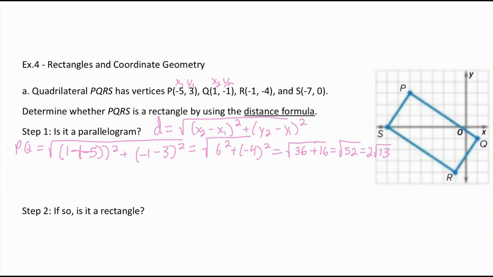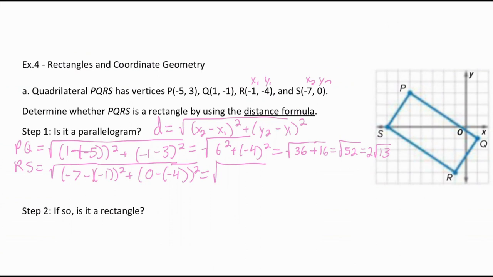Well, next thing I need to find is what? RS. So this we'll call x1, y1, and x2, y2. So let's find that. We're going to do x2, which is negative 7, minus x1, which is negative 1, squared, plus y2, which is 0, minus y1, which is negative 4, squared. And again, those double negatives are going to go positive. So we're doing negative 6 squared plus 4 squared.